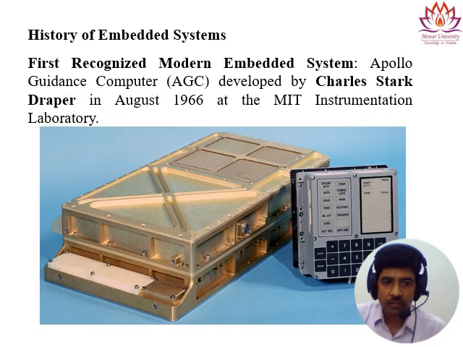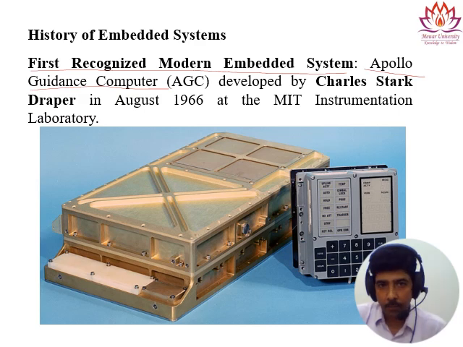So the first recognized modern embedded system was the Apollo Guidance Computer, or AGC in short. It was developed by Charles Stark Draper in August 1966 at the MIT Instrumentation Laboratory.